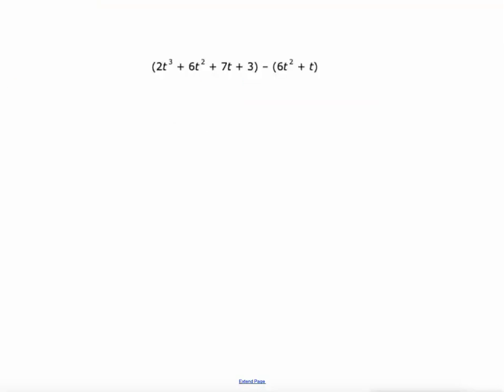All right, so that's a couple of addition problems, but what about subtraction? Now, with subtraction, things are a little bit different. I actually do take the time to rewrite the expression, usually anyway. So I've got 2t cubed plus 6t squared plus 7t plus 3. And then I am going to subtract 6t and subtract t. So it's kind of like the distributive property. Actually, it's exactly like the distributive property in that I'm distributing a negative 1 through that other expression.